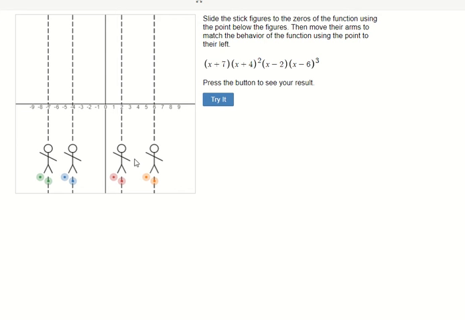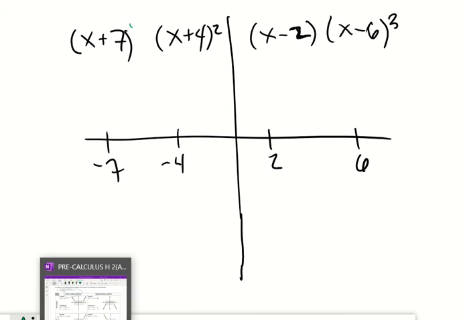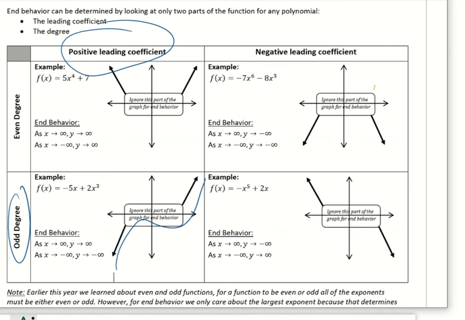So now we need to see what their arms are doing at each of these spots. So just a quick look at this on a whiteboard. So let's look at x plus 7 first. So since it's x plus 7 and the multiplicity is 1, right? It's just going to be straight through the point, but it could be going up and it could be going down. We don't know that. And the only way we know where it's coming from is based on the end behavior.